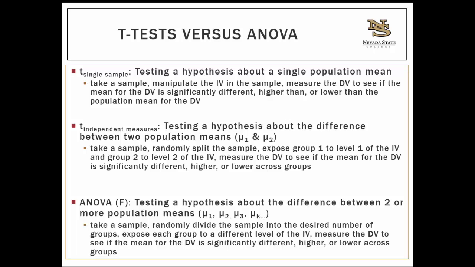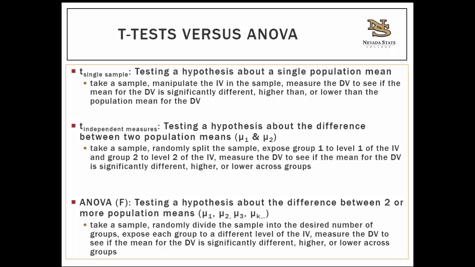Then there's the T independent measures or independent samples scenario. So this is when you have two levels of your independent variable. So let's say that you want to test a hypothesis about the difference between two population means implied by two samples. So maybe you want to see if on-the-job training from a peer has a significantly stronger effect on improved performance than on-the-job training from a supervisor. So we have two different levels of training: on-the-job training from a peer and on-the-job training from a supervisor. And again, under our alternative hypothesis, we think that on-the-job training from a peer will be better.